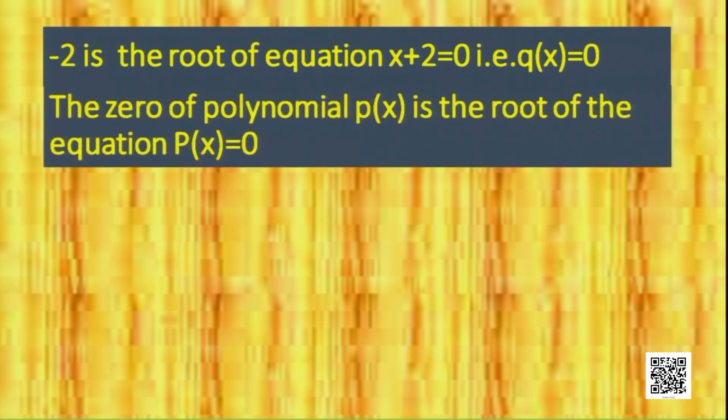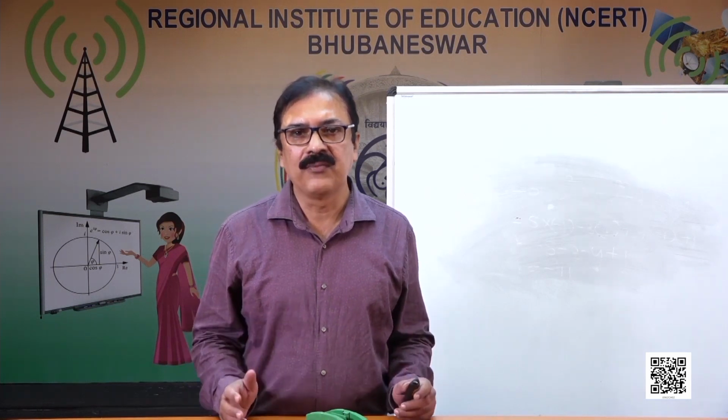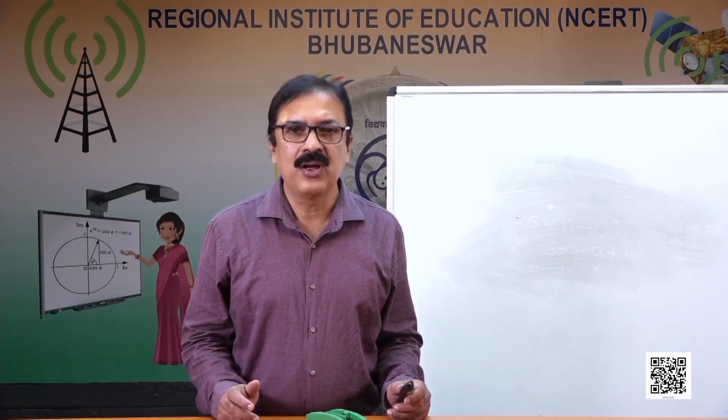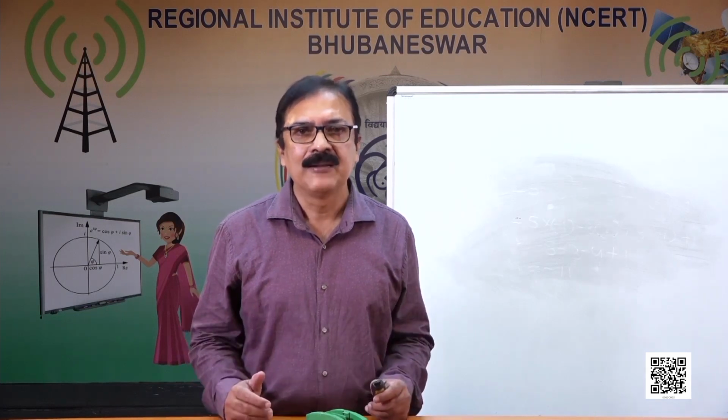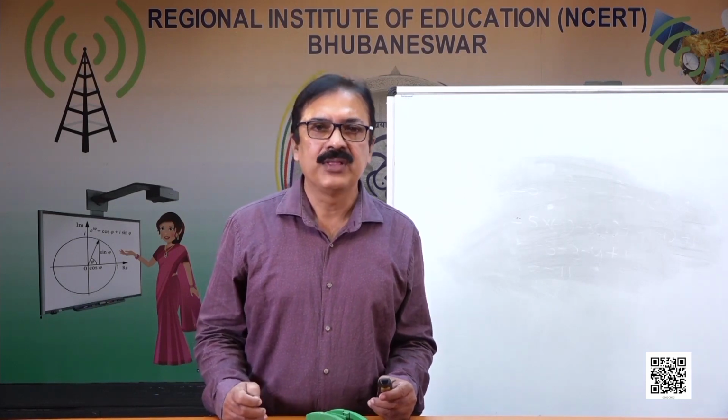Now, the 0 of the polynomial p(x) is the root of the equation p(x) equal to 0. From these two examples, we conclude how to find the 0 of the given polynomial. This is the simple way: if we solve the equation p(x) equal to 0, whatever value of x we get is the 0 of that polynomial.